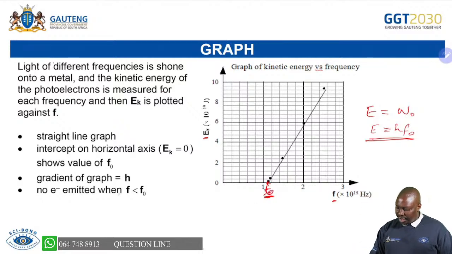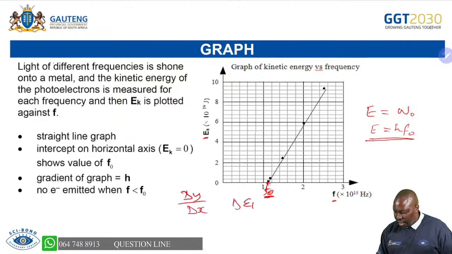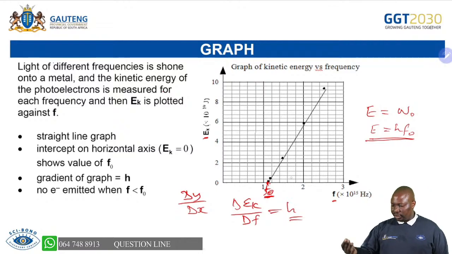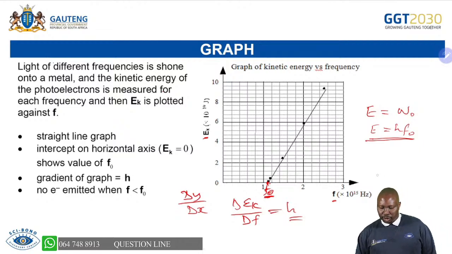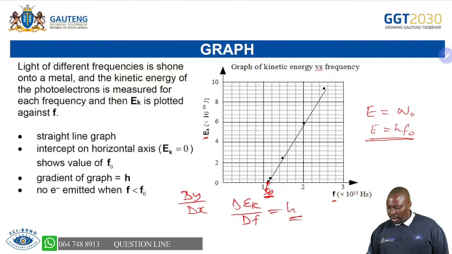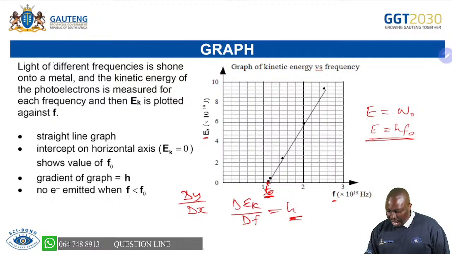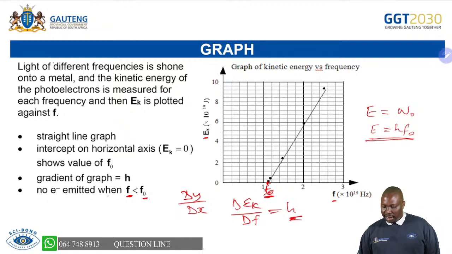Now, the gradient of the graph is h. Remember, a gradient is change in Y over change in X. So that is change in EK over change in frequency, and that gives you Planck's constant. You'll get questions that ask, what is the gradient of this graph? You must know that the gradient of that graph gives you what we call Planck's constant, which is h. Now, when the frequency of the incident photon is greater than the threshold frequency, then we'll have electrons being ejected.